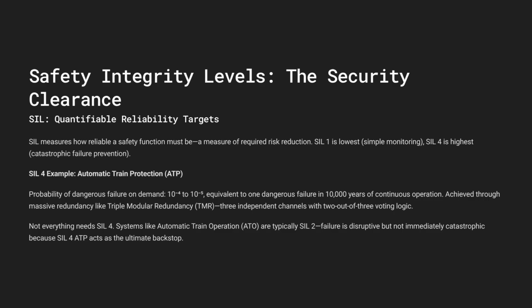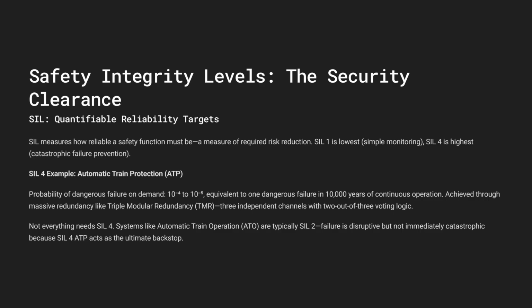They really are. A SIL4 safety function, like the Automatic Train Protection, ATP system. That's the system that automatically brakes the train if the driver misses a red signal or goes too fast. Exactly that. The ultimate safety net. For a SIL4 function like ATP, the standard demands a probability of dangerous failure on demand, PFD, somewhere between 10⁻⁴ and 10⁻⁵. 10 to the -4 to 10 to the -5.